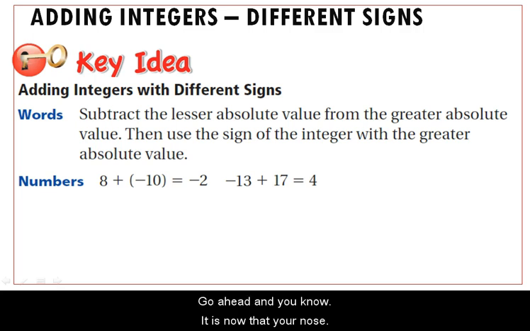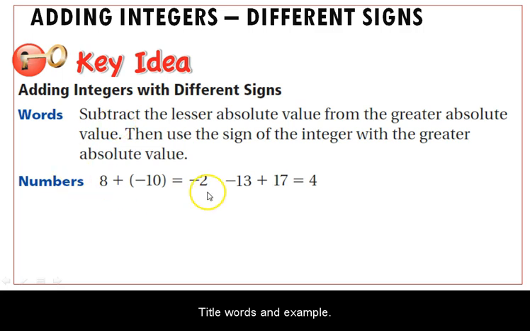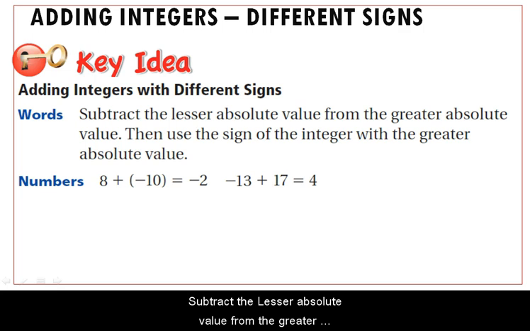Go ahead in your notebook, copy these down into your notes. The titles, the words, and the example. Follow along as I read aloud. Adding integers with different signs. Subtract the lesser absolute value from the greater absolute value. Then use the sign of the integer with the greater absolute value.